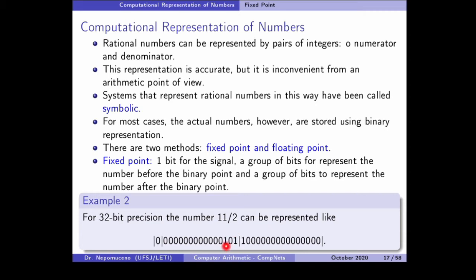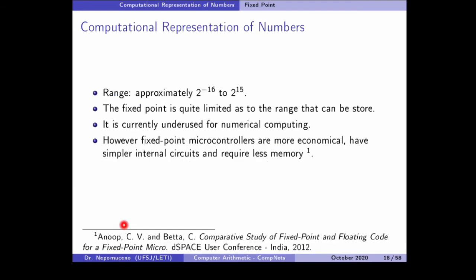As you can see, 1 times 2 squared is 4, plus 1 is 5. And here you have dot 5, which is 2 to the minus 1, right? So this is a way to represent fixed point numbers. This range is, of course, approximately 2 to the minus 16 to 2 to the 15. Fixed point is quite limited as to the range that can be stored.